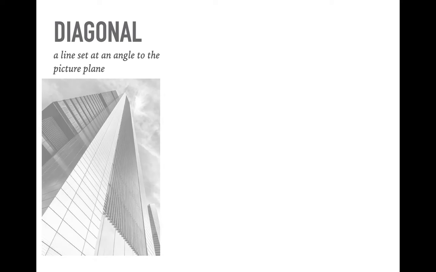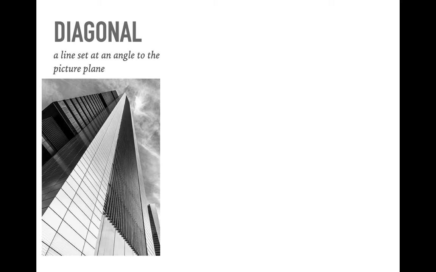And the bad boy of the line world would be diagonal lines. This would be a line set at an angle to the picture plane. So you as the photographer, these have the most energy. If I was diagonal, that would mean that I would be falling over. So there's a lot of energy to diagonal lines. And you as the photographer can make any line diagonal just by shifting your point of view.